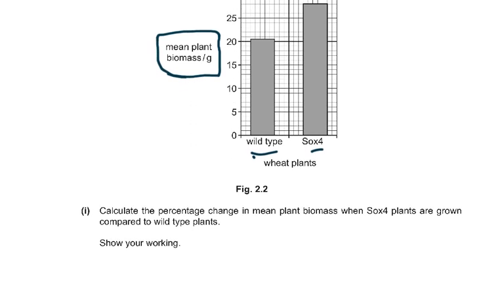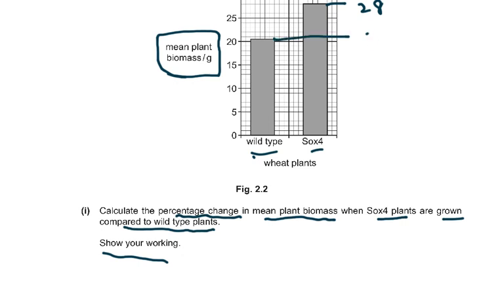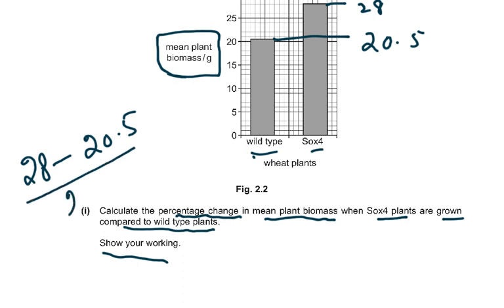Calculate the percentage change in mean plant biomass when these plants are grown compared to the wild type plants. Show your working. So let's look at the figures. What are the figures here? This is 28. And what is this? 20.5. Now, how do you calculate the percentages? Some of you asked me this question so many times that it really vexes me now. 28 minus 20.5, divided by 20.5, into 100.